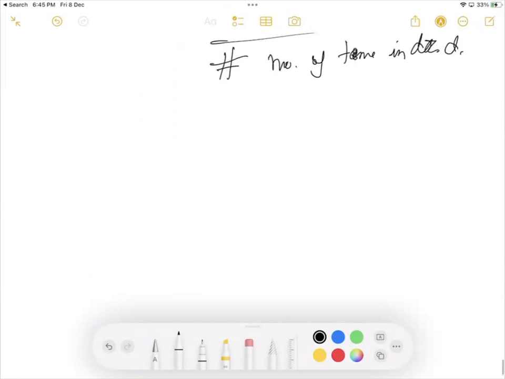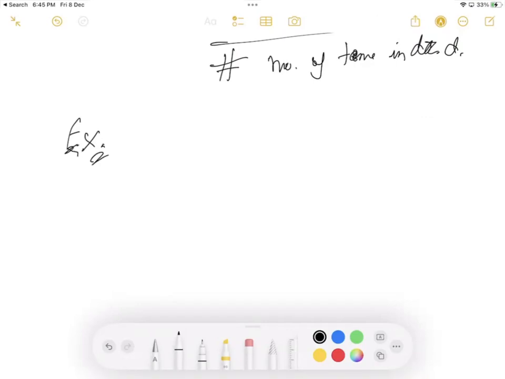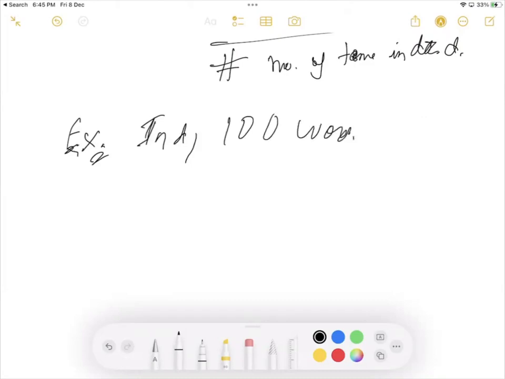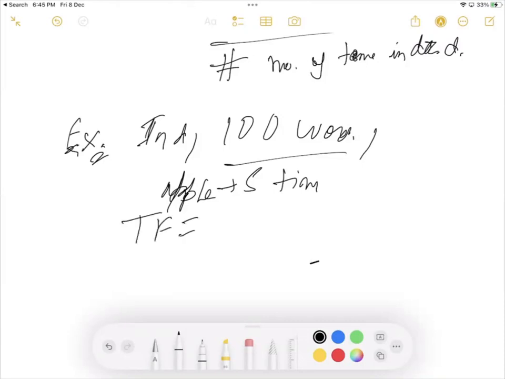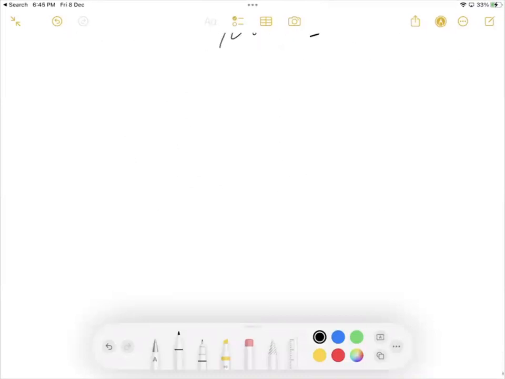Let me take a simple example. In document d, I have 100 words. In these 100 words, one word is apple, and this apple word comes 5 times. If I find the TF for this, we have 5 by 100, which comes to 0.05. So this is a simple example.